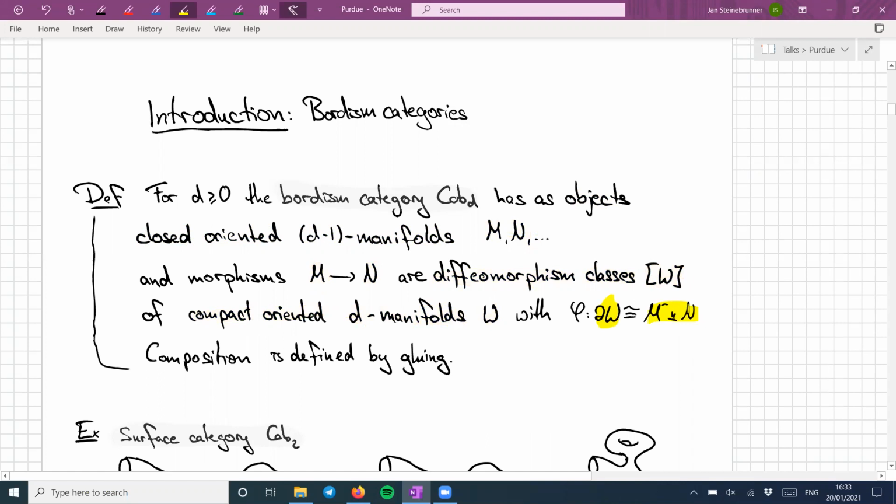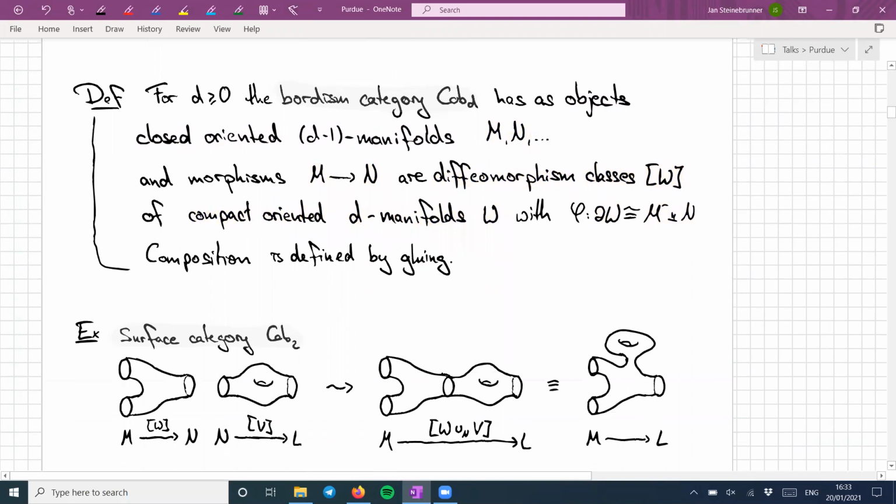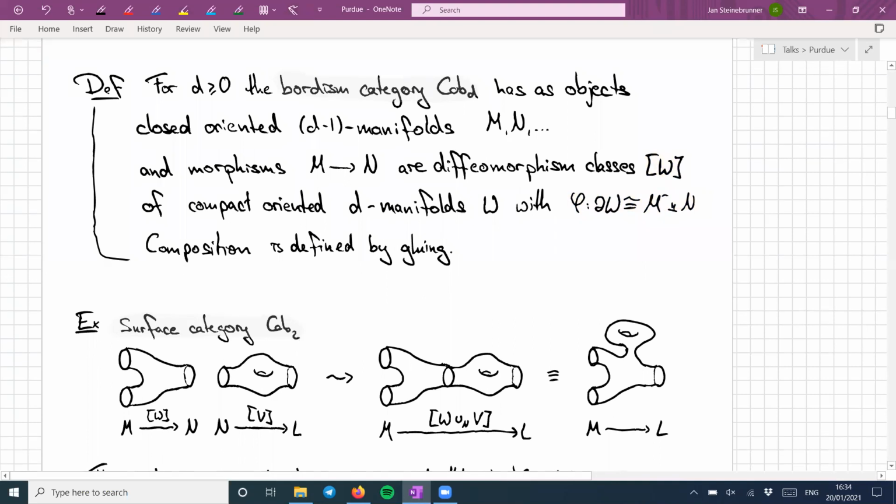Now there are a few things to be careful about. Here's already a picture. I want to identify diffeomorphic bordisms, but I only identify them if they're diffeomorphic relative to the boundary, so I have to respect this identification. Also, everything is going to be oriented, but I'm probably going to sweep that under the carpet most of the time. The incoming boundary should have the reverse orientation, but we'll see when that ever comes into play. Composition is just defined by gluing.